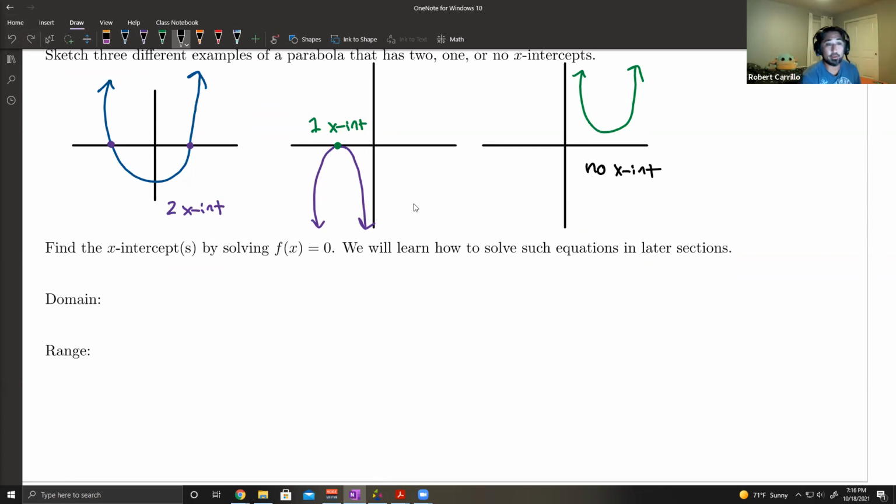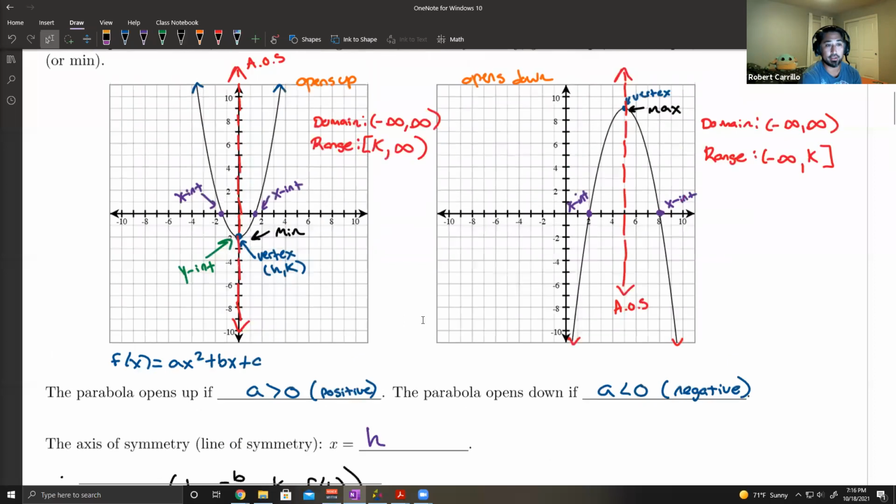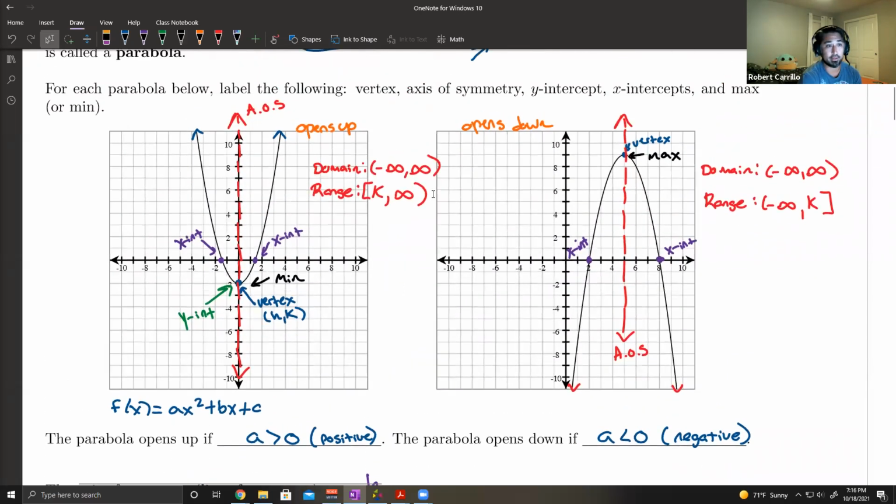Okay. So domain and range for parabolas, we already figured that out above. So I'm going to say C, graphs above. So remember, we already found domain and range up here. So if you haven't written it down yet, please do.